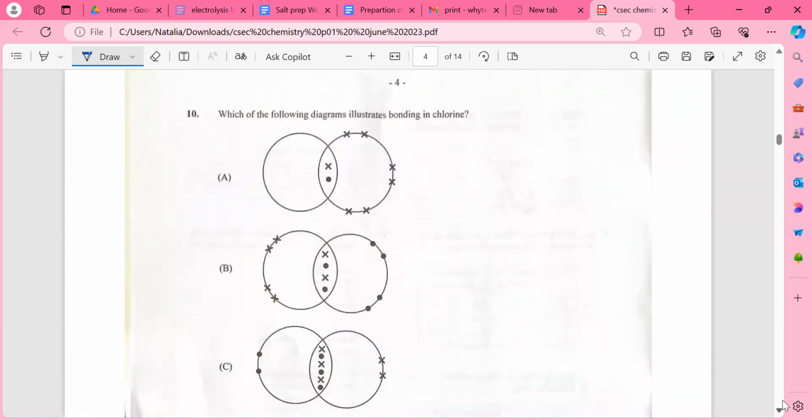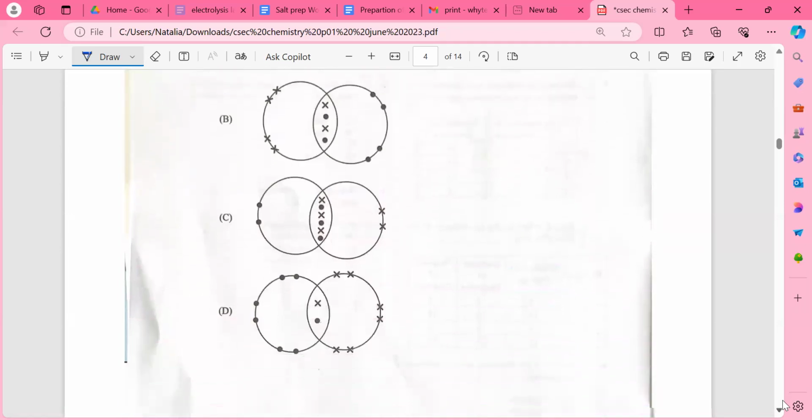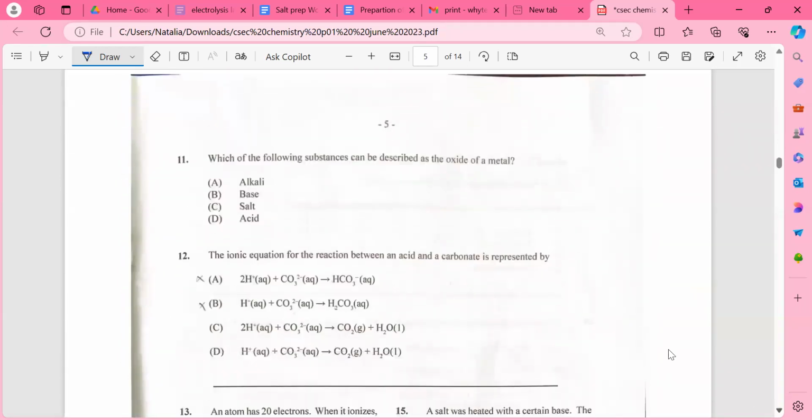Which of the following bonds chlorine? Chlorine has 7 electrons on the outer shell. It will share 1 pair of electrons with an atom of its kind to become stable. Which of the following substances can be described as an oxide of a metal? Oxides of metals are bases.